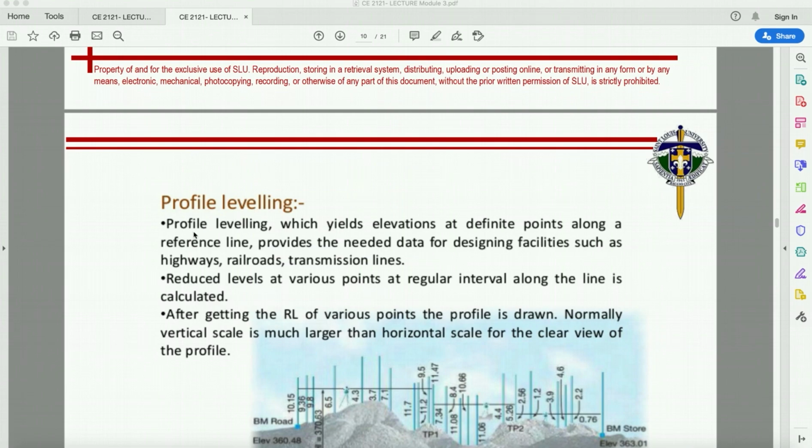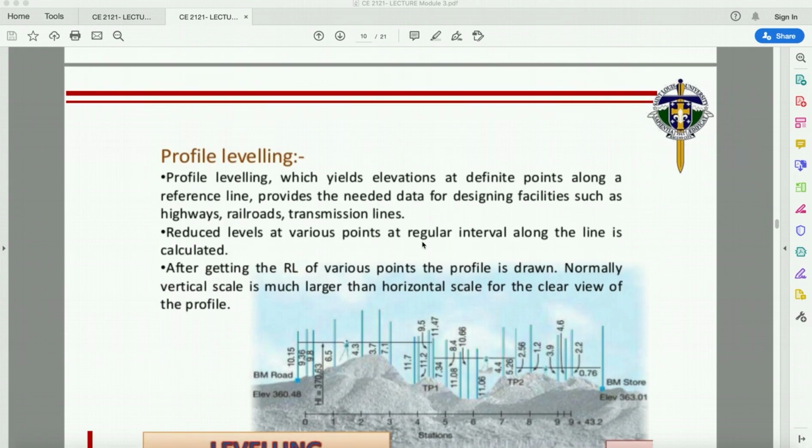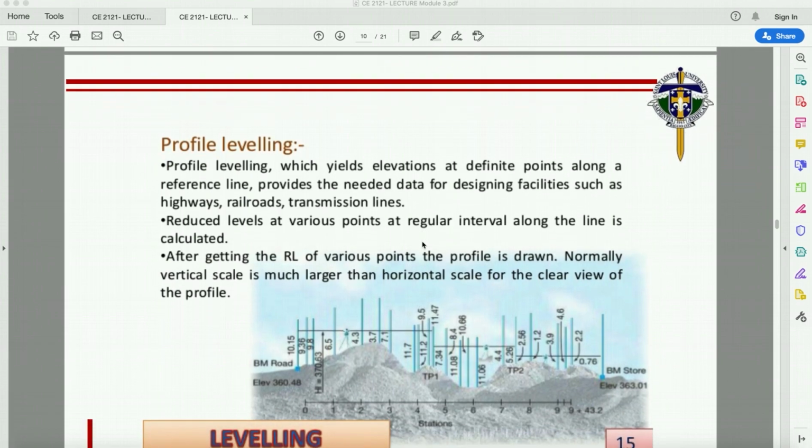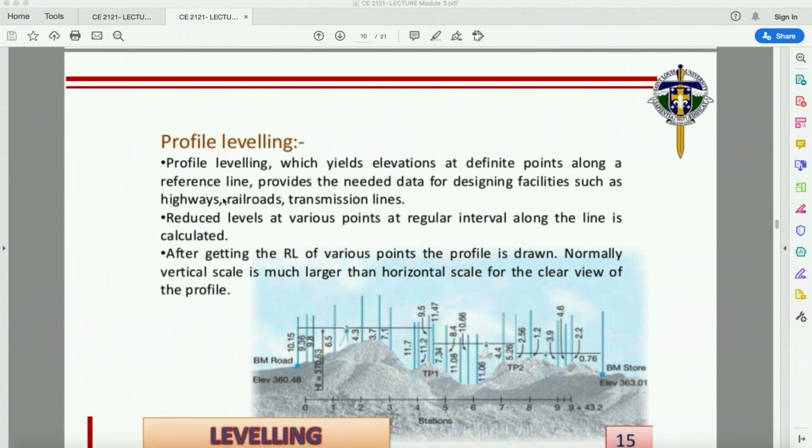Profile leveling, which yields elevation at definite points along a reference line, provides the needed data for designing facilities such as highways, railroads, and transmission lines. Profile leveling is very important, most especially for highways, railroads, and transmission lines, because it affects the design.